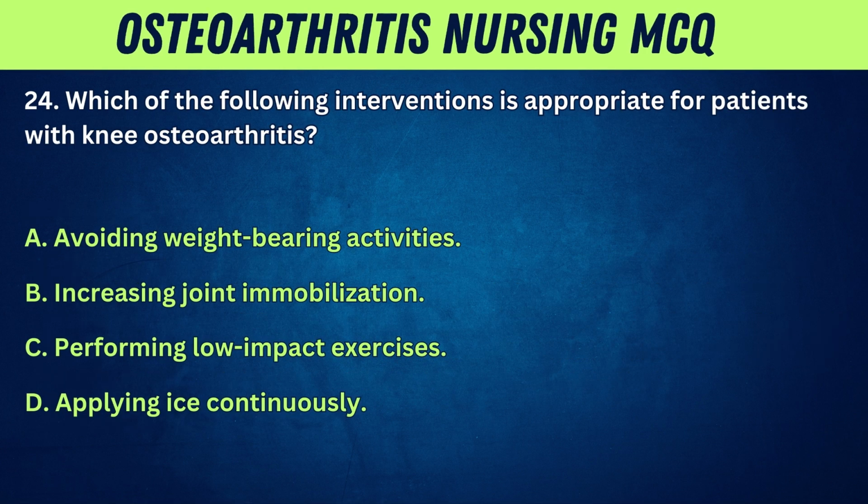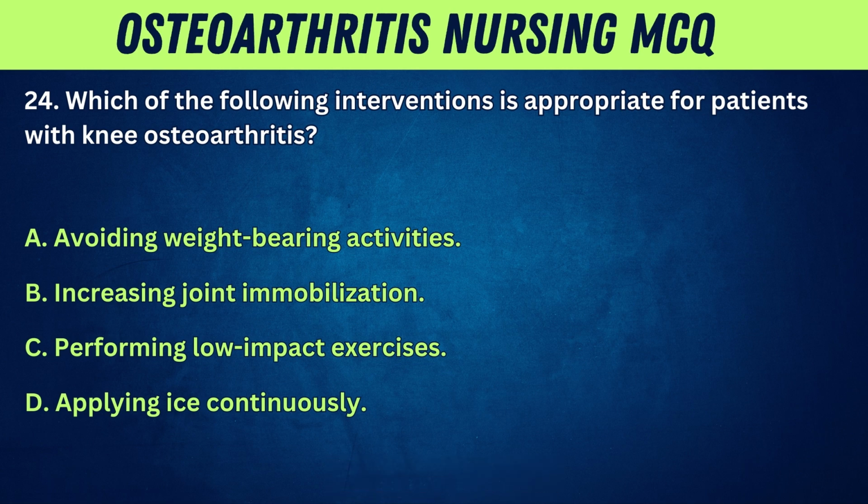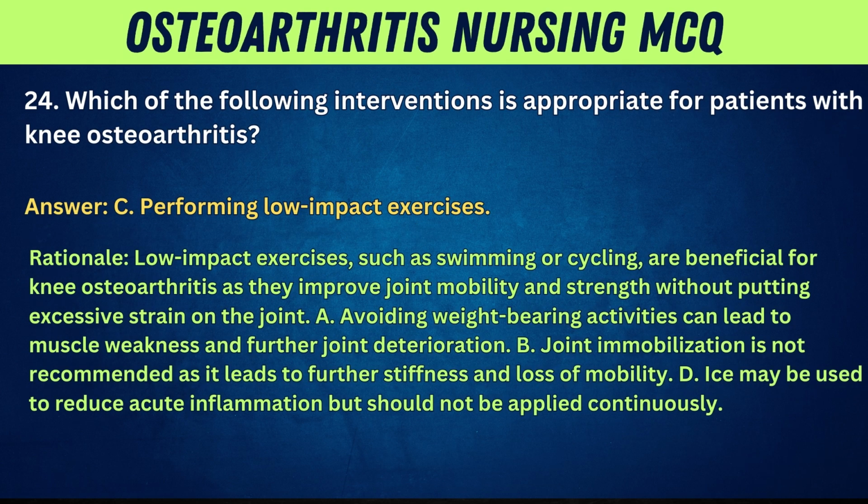24. Which of the following interventions is appropriate for patients with knee osteoarthritis? A. Avoiding weight-bearing activities. B. Increasing joint immobilization. C. Performing low-impact exercises. D. Applying ice continuously. Answer: C. Performing low-impact exercises. Rationale: low-impact exercises, such as swimming or cycling, are beneficial for knee osteoarthritis as they improve joint mobility and strength without putting excessive strain on the joint.